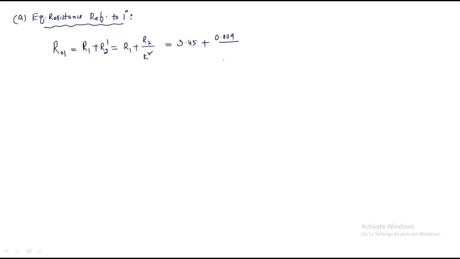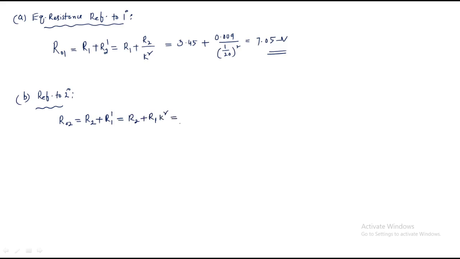0.009 by K square, that is 1 by 20 whole square, which is equal to 7.05 ohms. This is the equivalent resistance referred to primary. Like that, referred to secondary, that is R02, which is equal to what? R2 plus R1 dash, that is R2 plus R1 into K square.